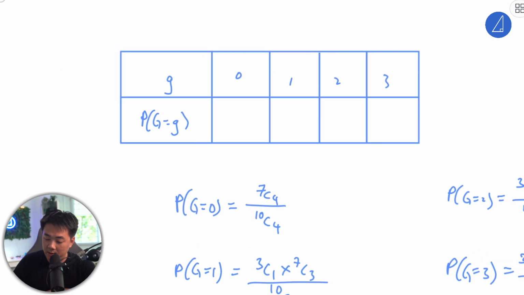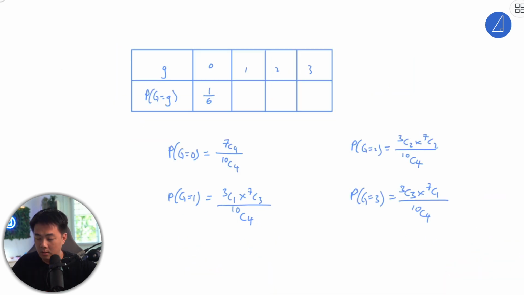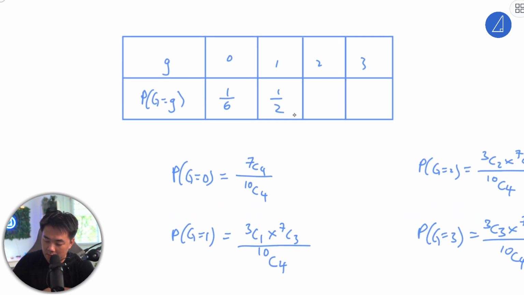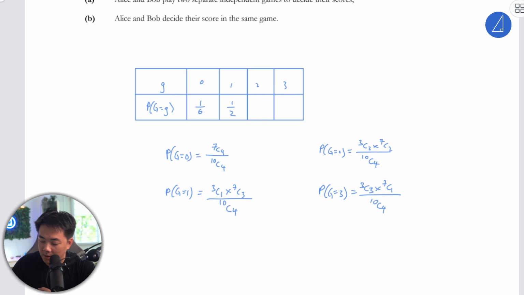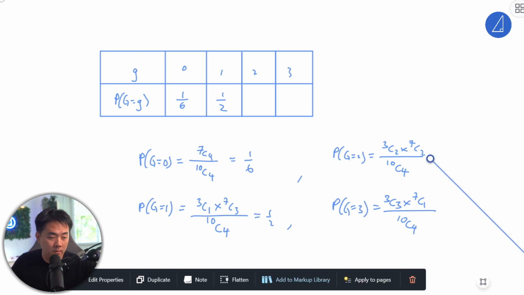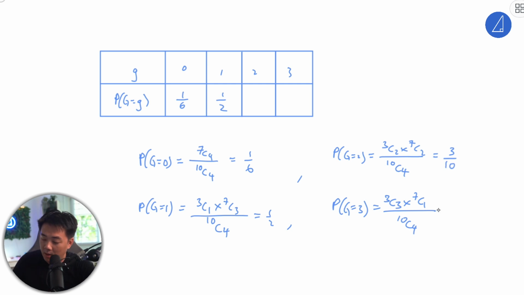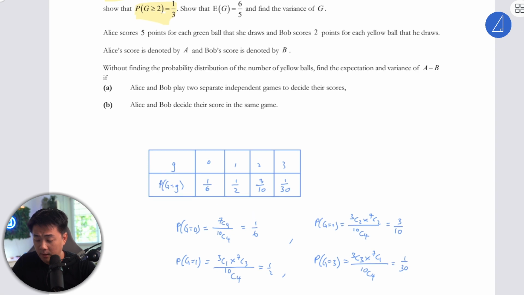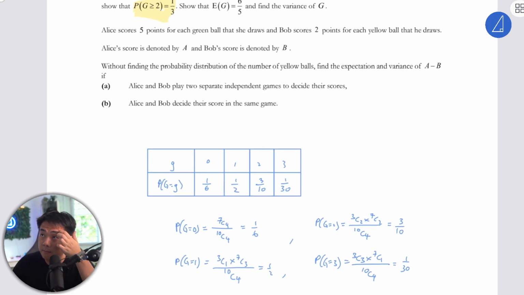So P(G = 0) will be 1 over 6. P(G = 1) is a half. P(G = 2) is 3 over 10. And P(G = 3) will be 1 over 30. Just make sure the sum of the entire thing equals 1. So the sum of all these probabilities is 1, so likely my probability distribution is okay.